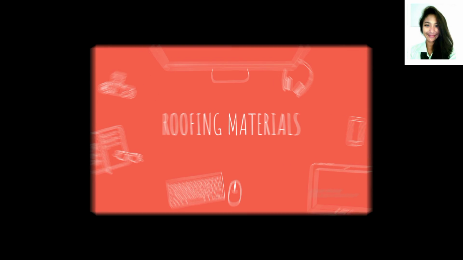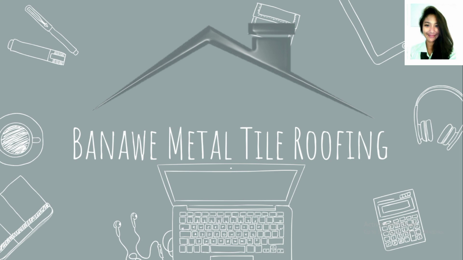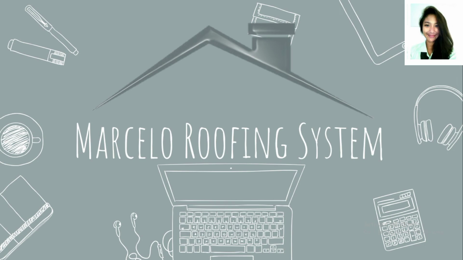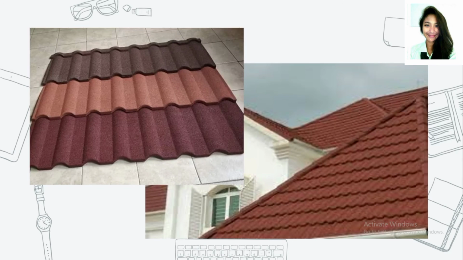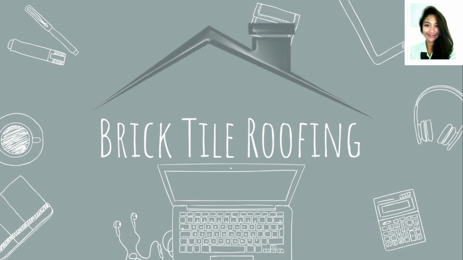So the following slides will show the different kinds of roofing system in construction. The Banawi metal tile roofing, Marcelo roofing system, color band clip block, Milano long span steel bricks, color band custom orb, and lastly brick tile roofing.